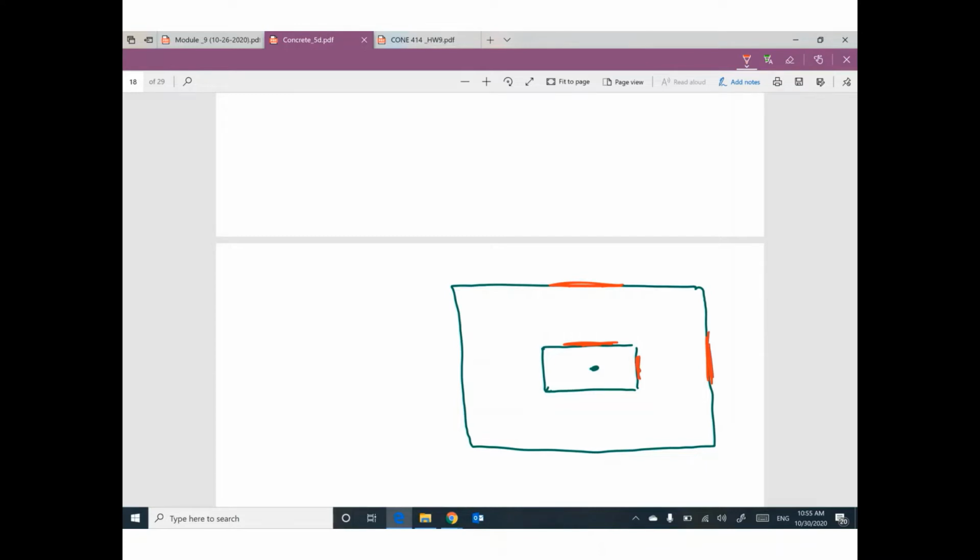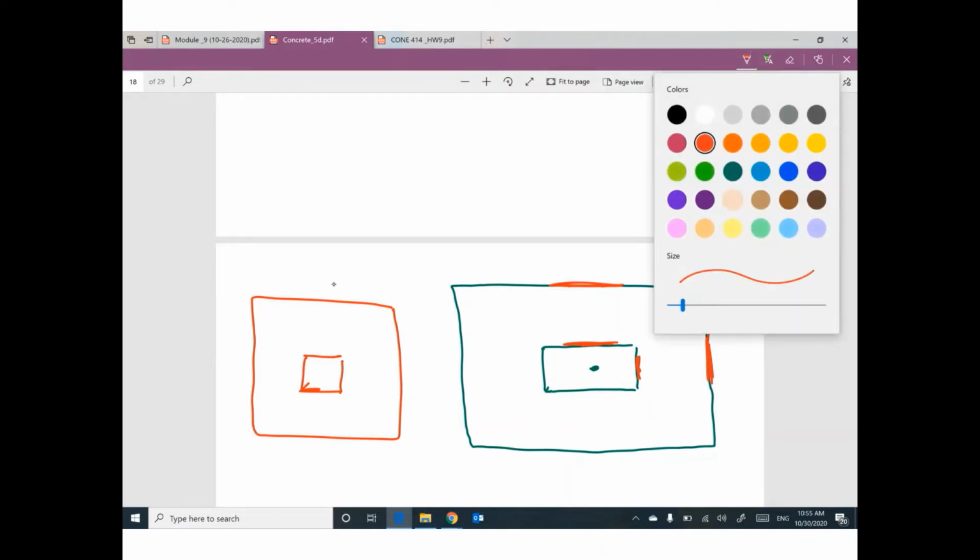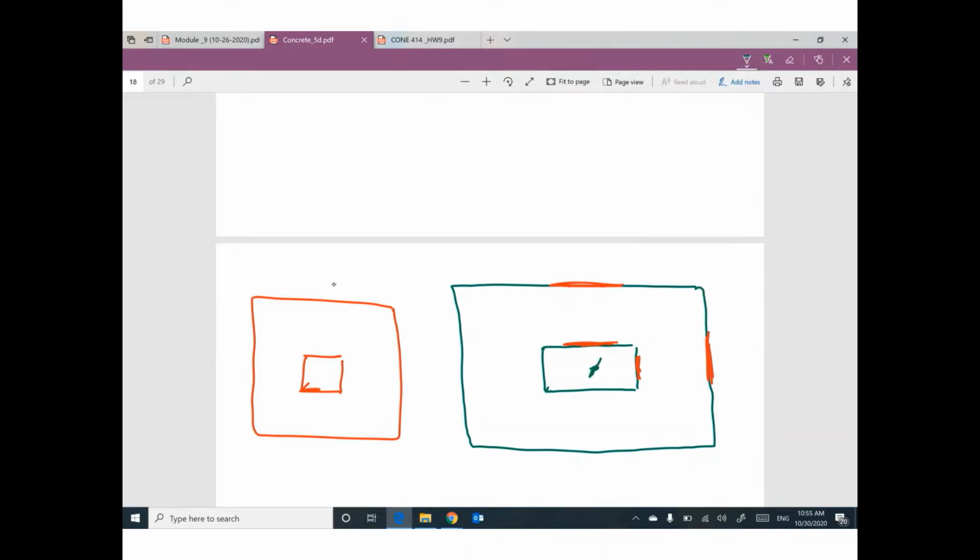If your column is square, your footing will be square. That makes sense. Guys, we need all the time to make sure the centroid of the column is the centroid of the footing. The centroid of the column is the centroid of the footing to make sure you have uniform stress on the soil.